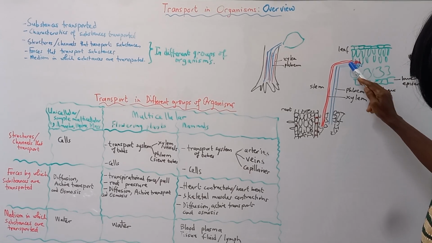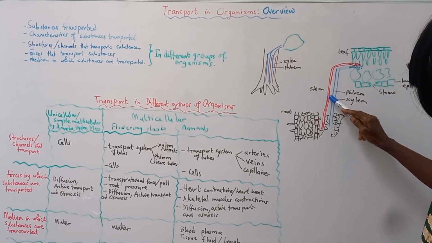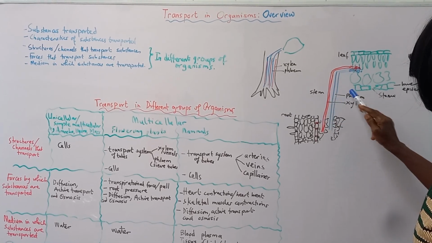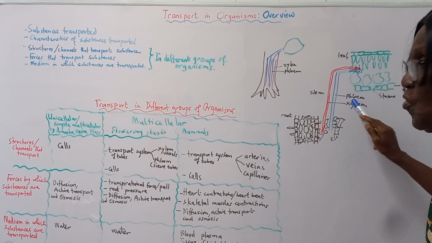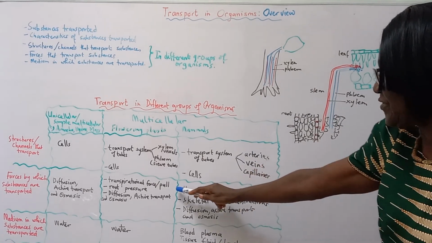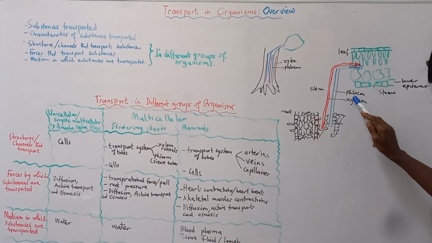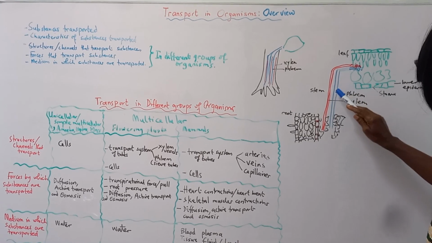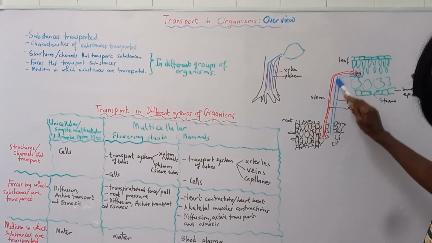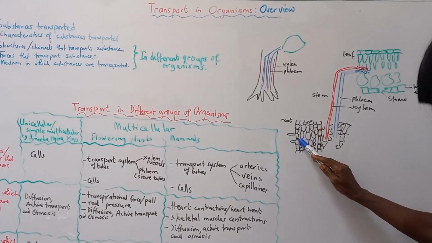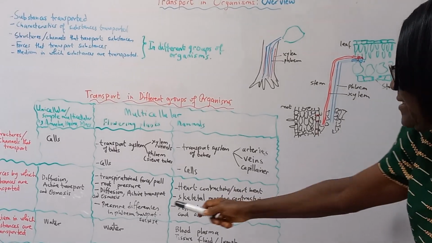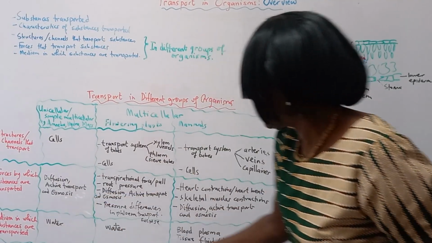Now, as the leaves lose water by evaporation, more water is moved to replace the water lost, and a suction is created to suck water from the xylem up. That is transpirational pull or transpirational force: suction created as a result of evaporation from the aerial part that pulls water from the roots. So transpirational force or pull is one of the forces that transport substances.